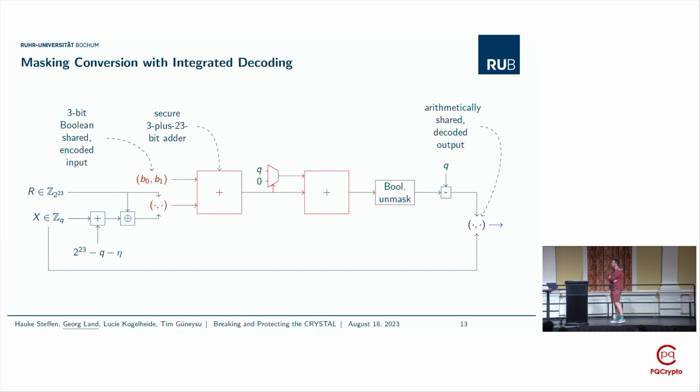And yeah, what's the cost of this? There we need a secure 3 plus 23-bit adder. And this other thing is just a secure conditional addition of q. And both of them can be done very efficiently with parallel prefix adders. There's also research on this, how you can do this over Boolean shares and how costly this is. And compared to the whole implementation, it's really not a big deal.